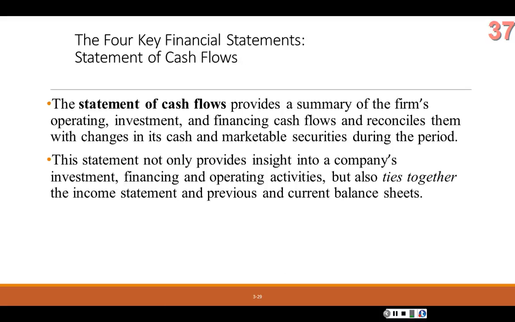The final statement we're going to look at is the statement of cash flows. It's the summary of cash flows over a period of concern. So it reconciles these cash flows with changes in cash and marketable securities. And this statement ties the income statement and previous and current balance sheets. So this statement of cash flows is going to ask, where did our cash come from and how did we use it? So we have our sources of cash flow. And our uses of cash flow.